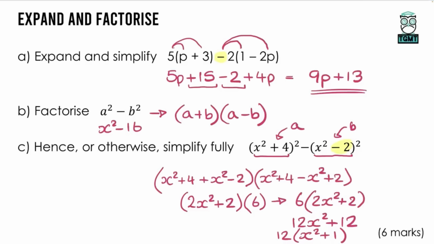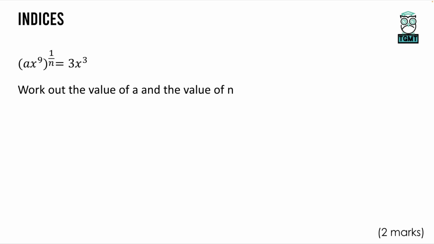But there we go, there's some expanding and factorising. So with these styles of negative or fractional indices, when they are in reverse, we need to be very aware of the rules and how indices are used. So in this one here, we have a fractional index involved. It says ax to the power 9, and that's all to the power of 1 over n, is equal to 3x to the power of 3. So it says work out the value of a and the value of n.